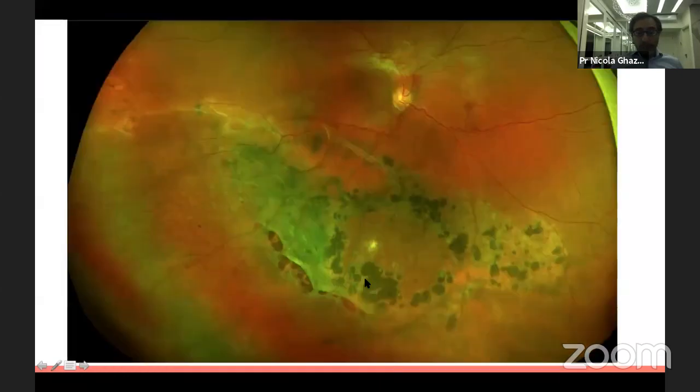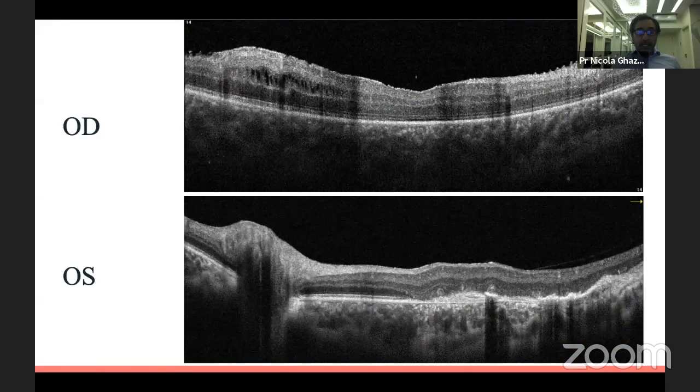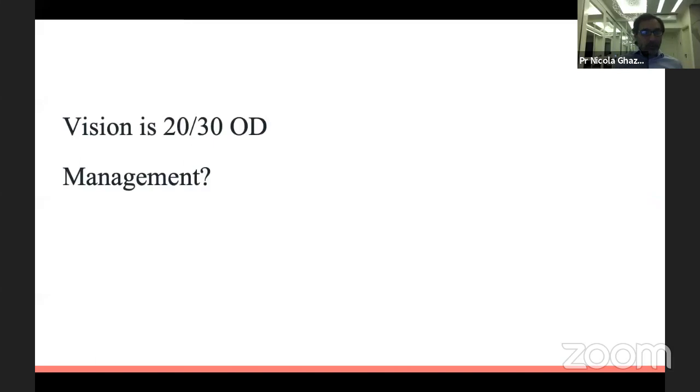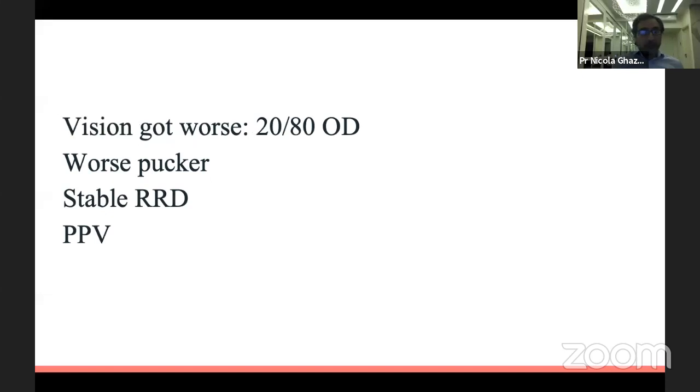If you look inferiorly, you see the inferior retinal detachment with large breaks in the outer retinal leaflet and the veil vessels and a degenerated inner retinal leaflet. The OCT was not bad and the vision was not bad. So the patient was not really in favor of having surgery, and he decided to wait. But with time, the vision got worse and the puckering got worse. So pars plana vitrectomy was performed.